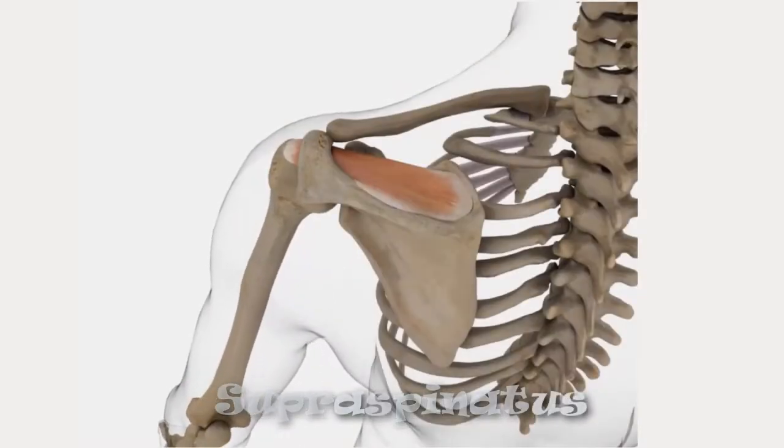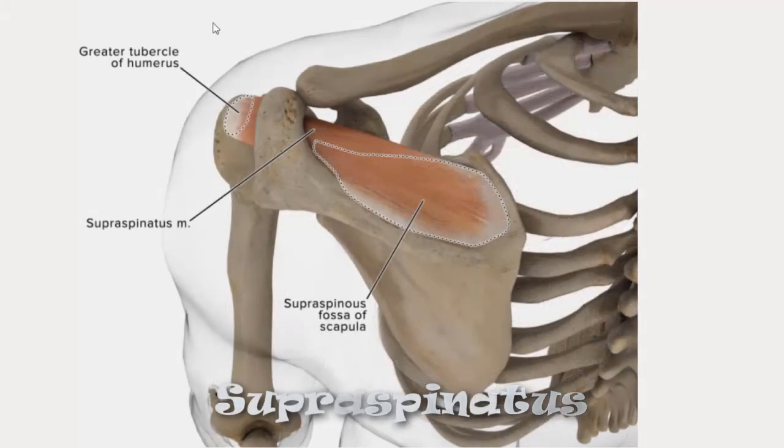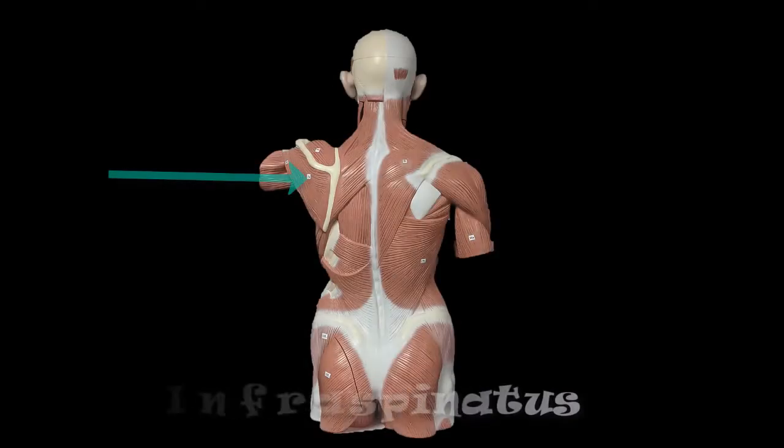This performs abduction of the arm at the shoulder joint. Its origin is the supraspinous fossa of the scapula, and its point of insertion is the greater tubercle of the humerus. The infraspinatus.